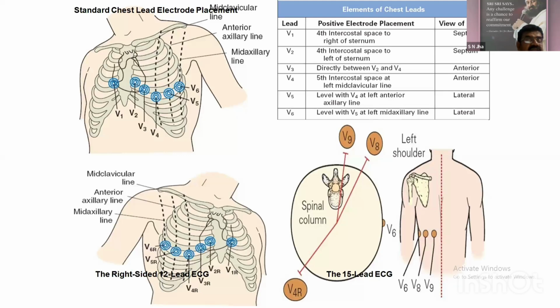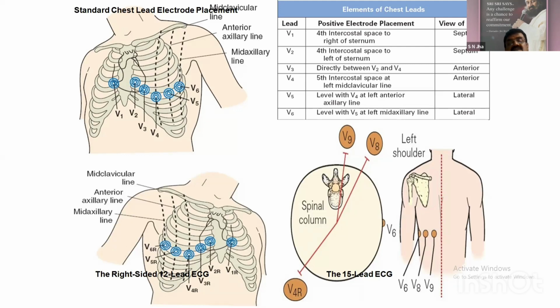If we place them on the right side, we call them right-sided leads. So you can have right-sided V2R, V3R, V4R, V5R. Normally, we do not place right-sided leads, but if we suspect a right ventricular problem or right ventricular infarct, we can use these also.